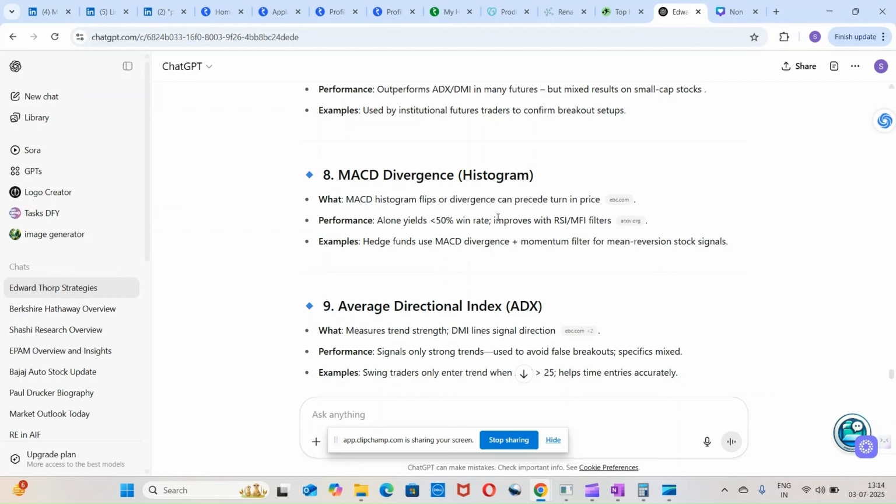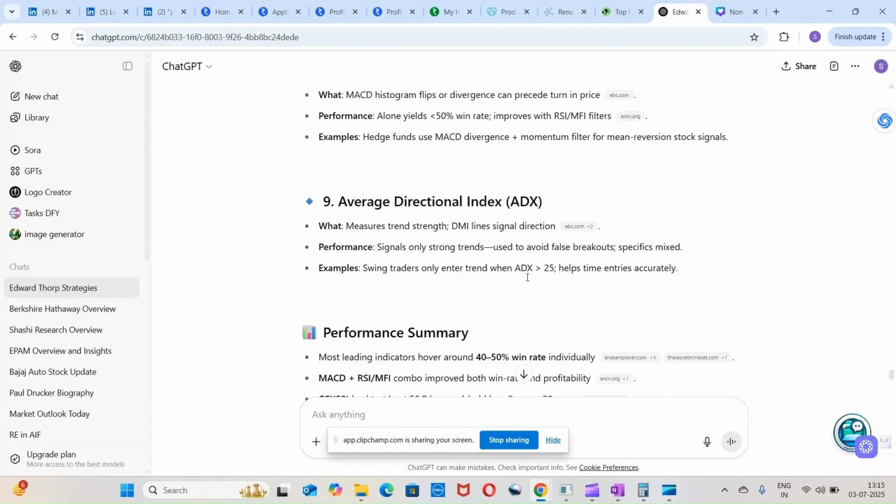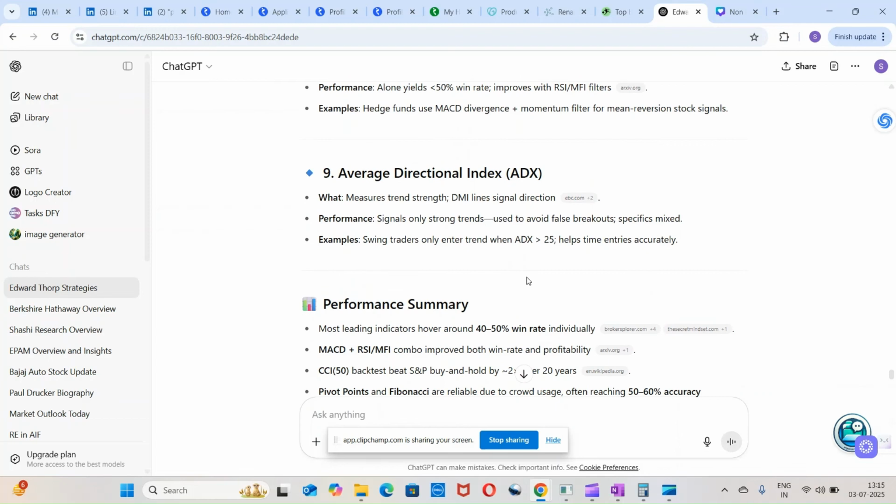For example, hedge funds use this MACD divergence plus a momentum filter on mean reversion stock signals. With these they can predict that mean reversion will happen in a particular stock. But they'll combine this MACD divergence with momentum filters like RSI or MFI. So you can understand, right? Institutional traders are using these indicators because these are leading indicators. That's what provides an edge for you when you use these instead of lagging indicators.